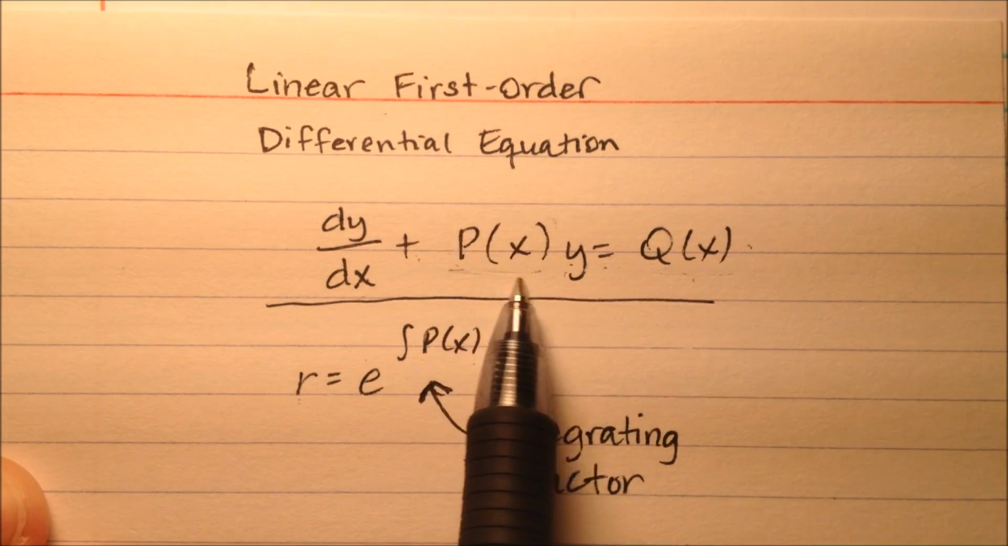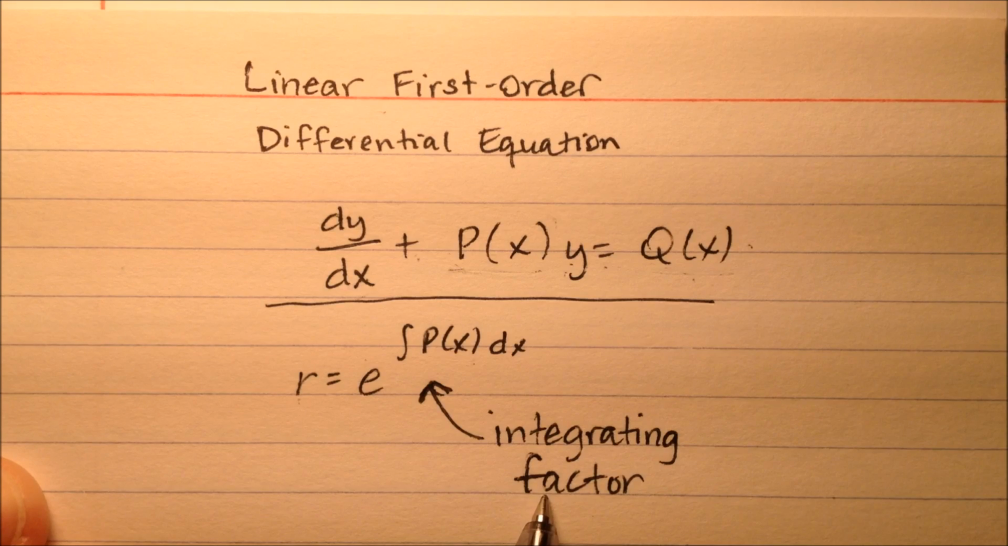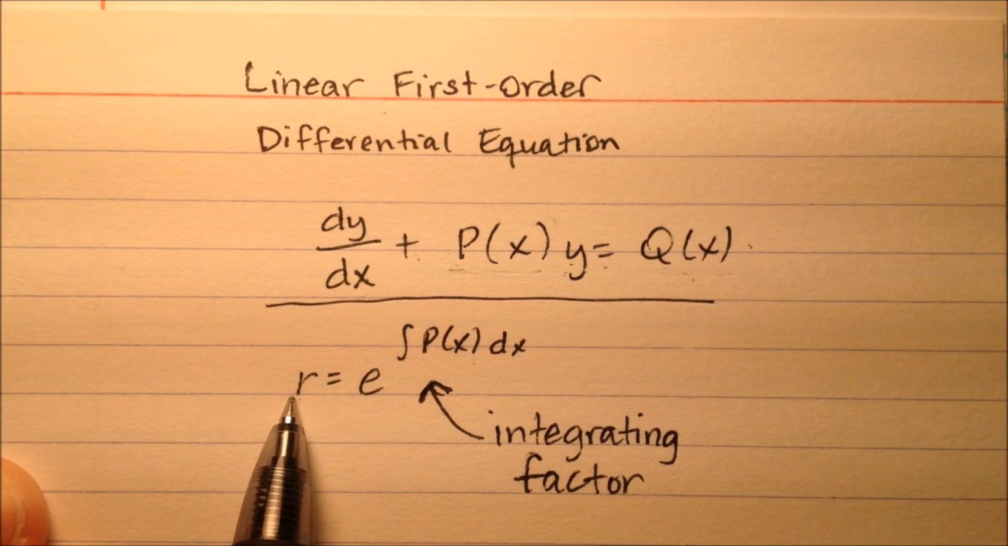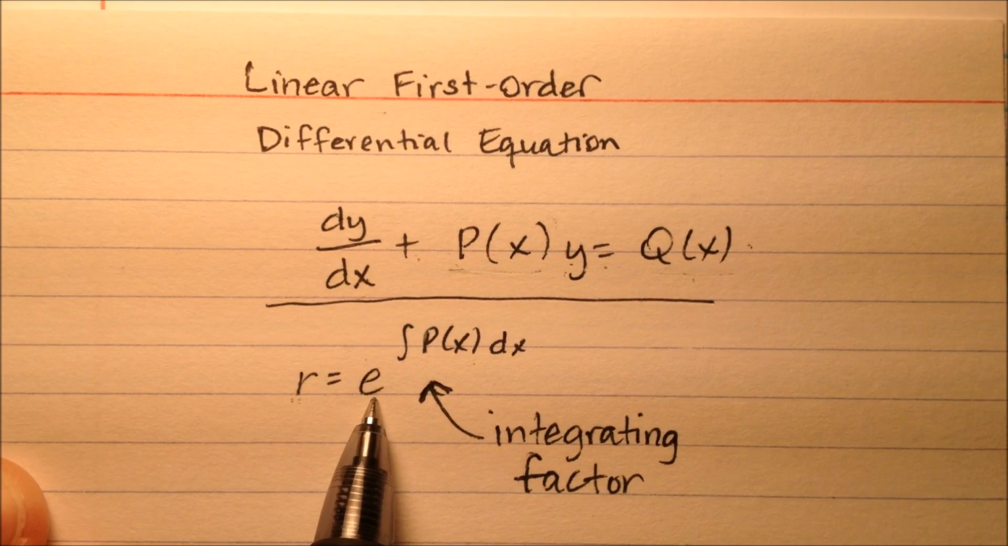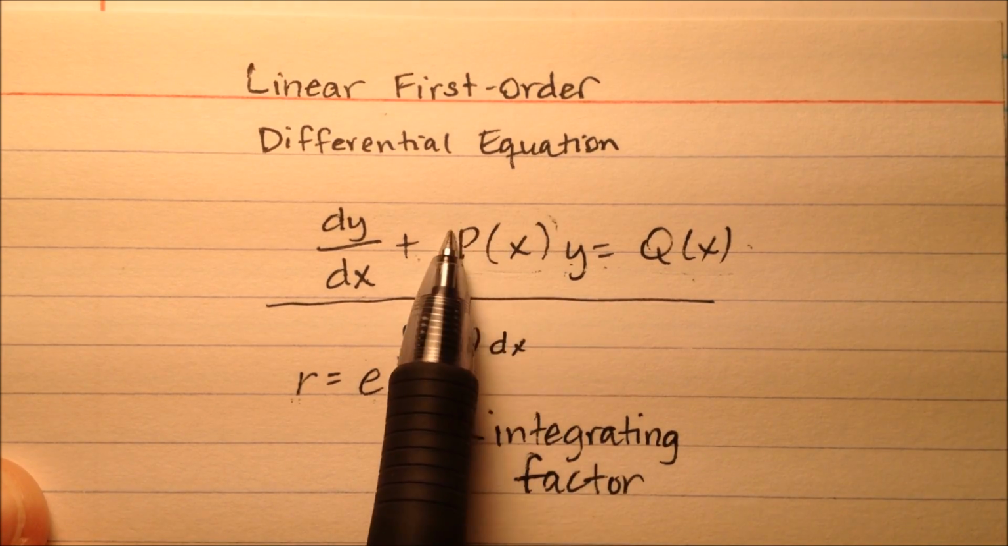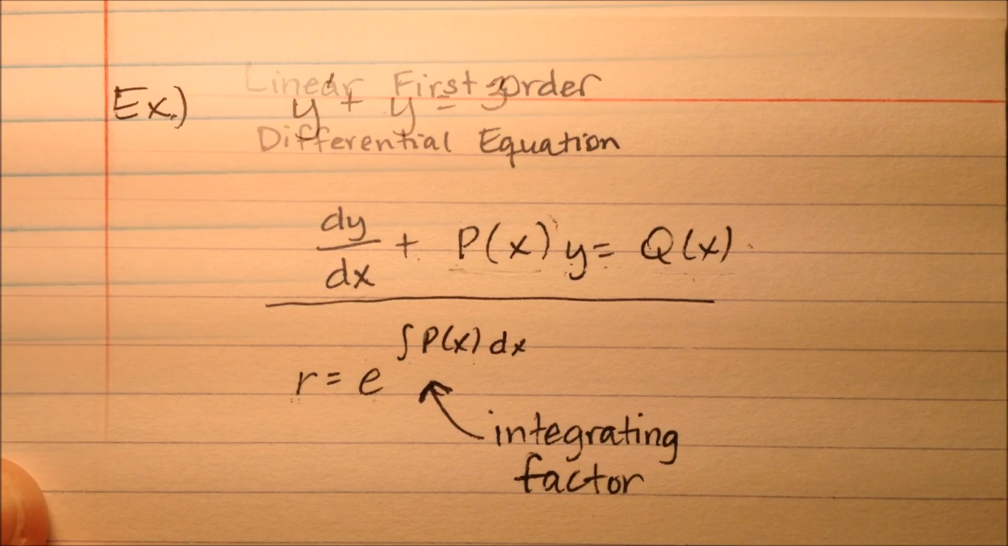Okay, so this p of x is important because we're going to use it as an integrating factor. That's going to be r, which stands for our integrating factor, and it is equal to e to the power of the integral of this function p of x with respect to x.